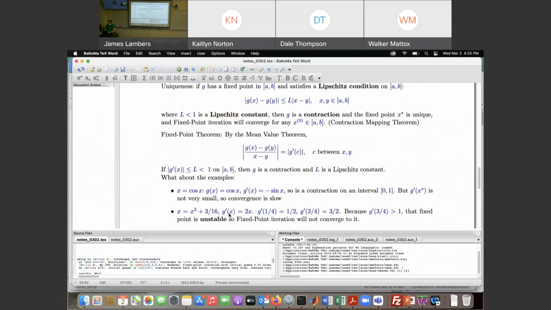For the second example, x is x squared plus 3/16. All right, so the derivative is 2x, so we evaluate the derivative at the two fixed points that we have, 1/4 and 3/4. In the case of 1/4, the derivative is less than 1. At the other fixed point, it's greater than 1. So it's called an unstable fixed point. The fixed point iteration will fail in that case. That's why if we chose an initial guess between 1/4 and 3/4, no matter how close to 3/4 it was, the iterates would be pulled back towards 1/4. So the unstable fixed point will repel iterates when they're close to it.